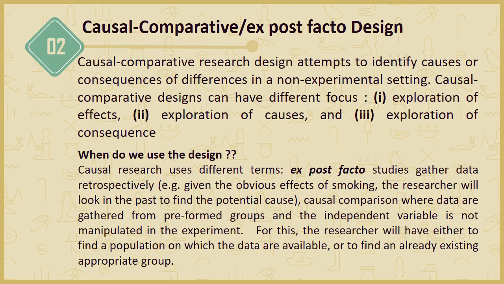Causal comparison is where the data are gathered from preformed groups and the independent variable is not manipulated in the experiment. For this, the researcher will have either to find a population on which the data are variable, or to find already existing populations, an appropriate group.